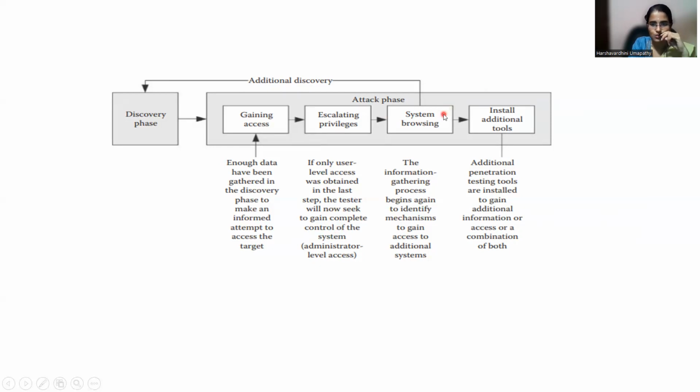Then is system browsing. System browsing is to immediately identify some mechanisms to gain the access. And the last one is additional tools. These additional penetration testing tools are installed to gain some additional information, or to gain some access.